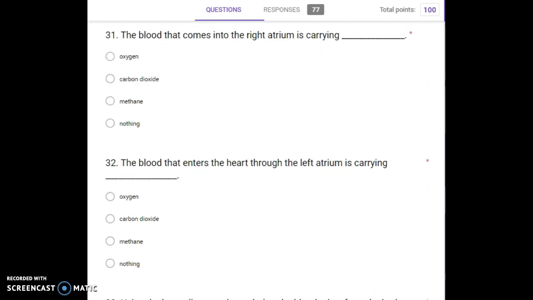Number 31. The blood that comes into the right atrium is carrying blank. Oxygen, carbon dioxide, methane, nothing. Number 32. The blood that enters the heart through the left atrium is carrying blank. Oxygen, carbon dioxide, methane, nothing.